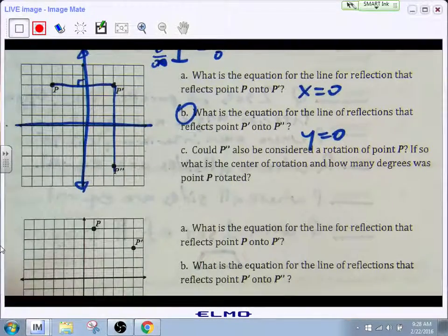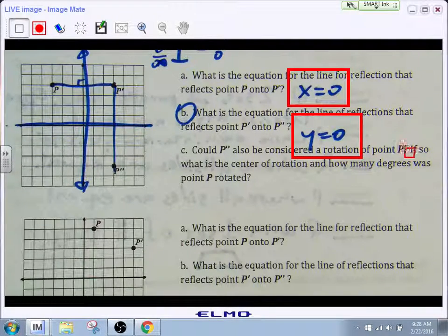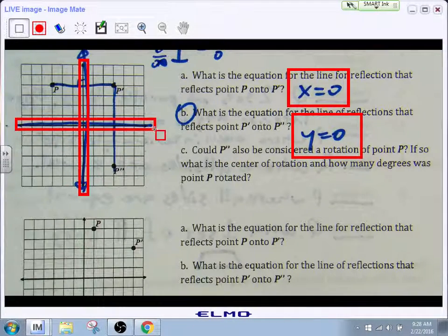I just wanted to talk about those cases with you, because I know that sometimes these y equals 0 or x equals 0 sometimes trip us up, and I want to make sure that we understand what's going on here. When we're looking at x equals 0, we're talking about this line right here, and when we're talking about y equals 0, we're talking about this line right there.